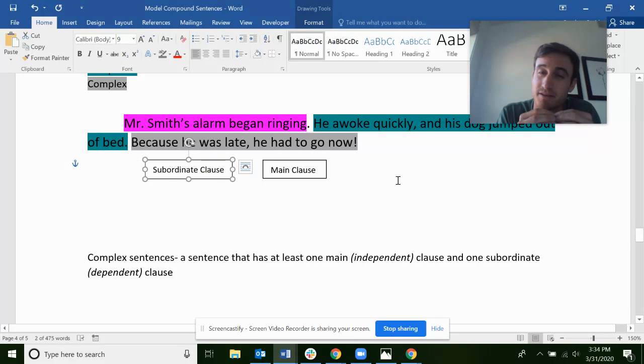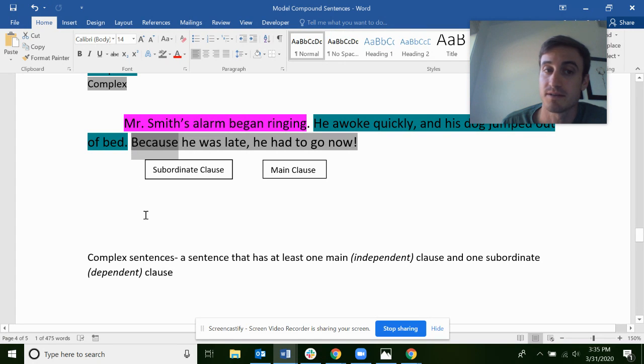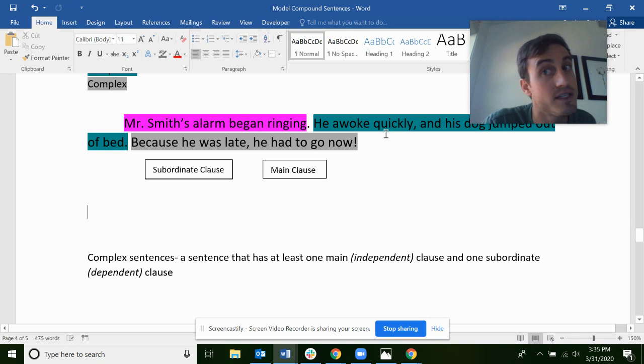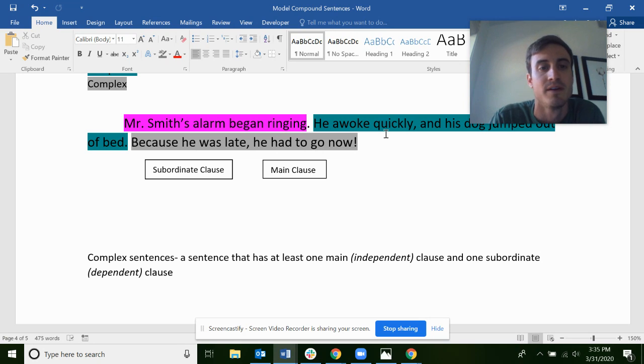That's your main clause. Your subordinate clause is the clause that depends on the main clause. Your subordinate clause is the clause that has the subordinate conjunction in there. In this case, the subordinate conjunction is, does anybody know? It's because. So your subordinate conjunction depends on the other clause. Because he was late, he had to go now. Why did he have to go now? Because he was late.